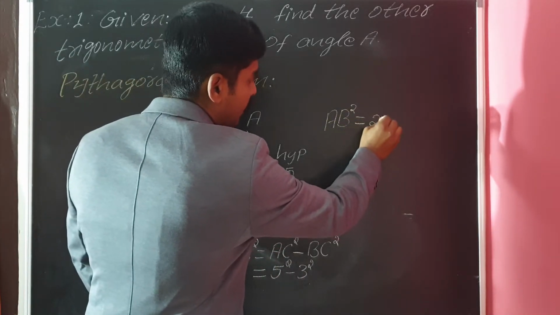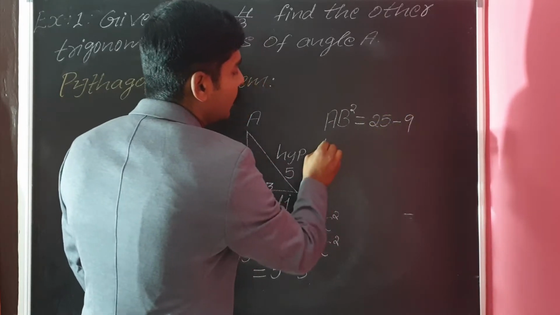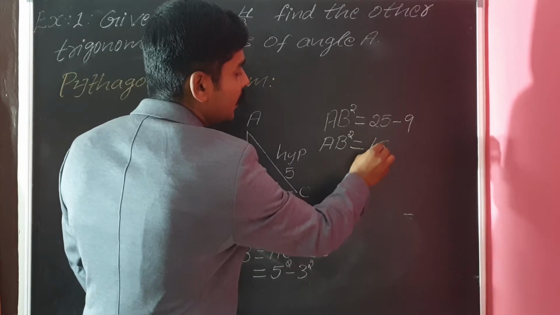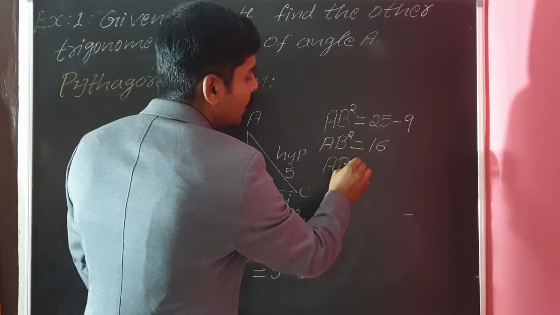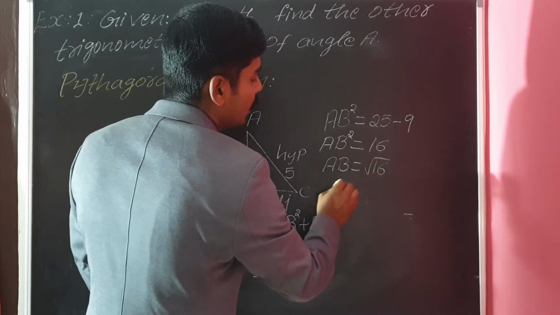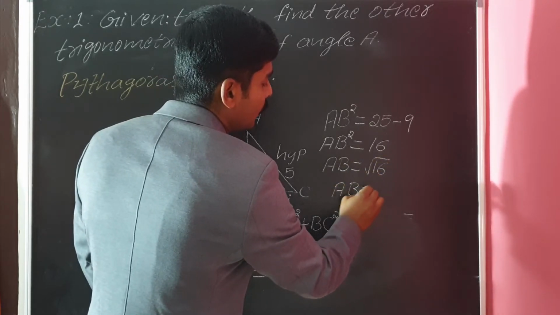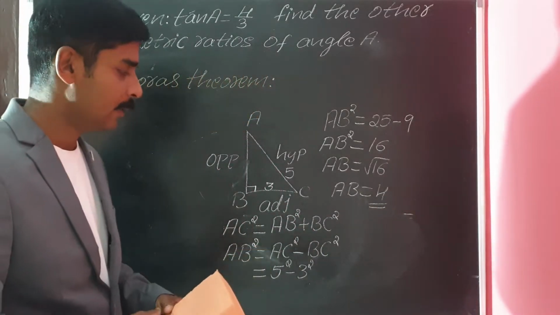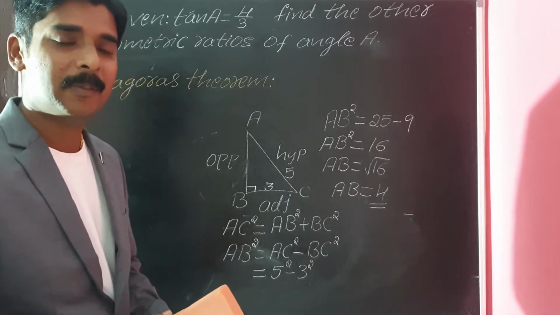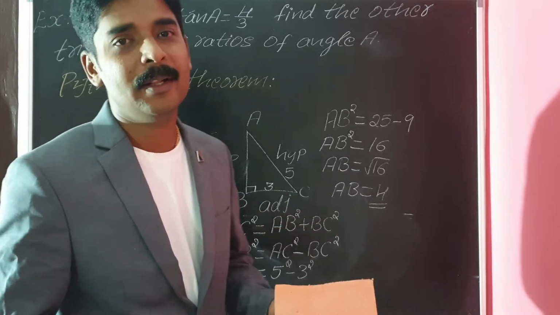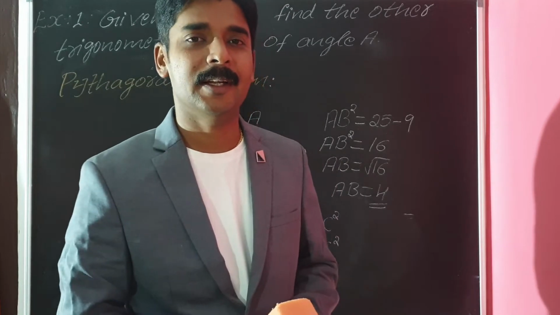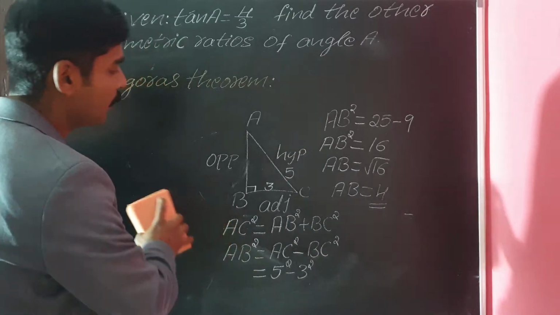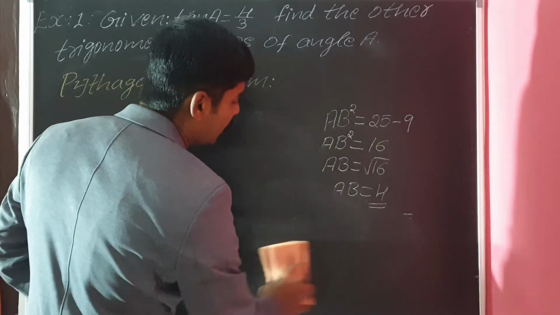Minus 3 square is 9. So AB square is equal to 25 minus 9 is 16. So AB is equal to square root of 16. So AB is equal to 4 unit. Okay. So this is how you will apply Pythagoras theorem to a right angle triangle to find the sides of a right angle triangle. Okay, so keeping this in mind, let us try to solve few example problems related to trigonometric ratios.